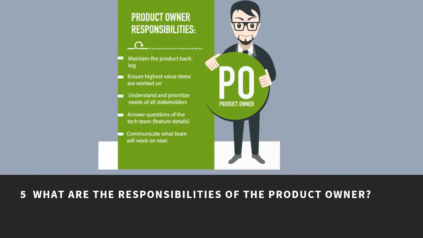What are the responsibilities of the product owner? Maintain the product backlog. Ensure highest value items are worked on. Understand and prioritize needs of all stakeholders. Answer questions of the technical team, that is the feature details. Communicate what the team will work on next.